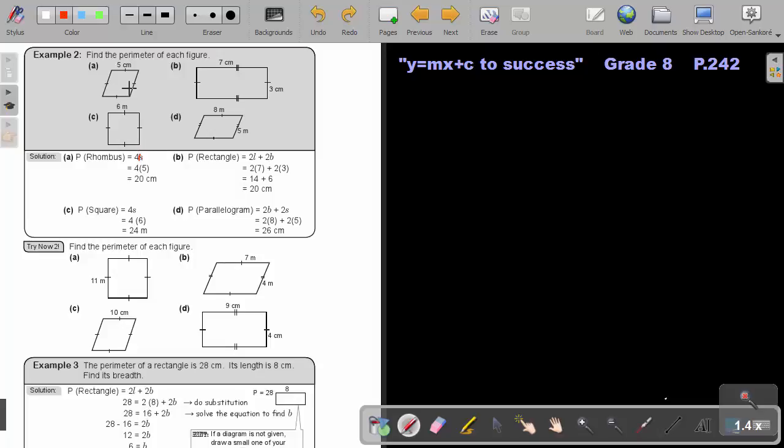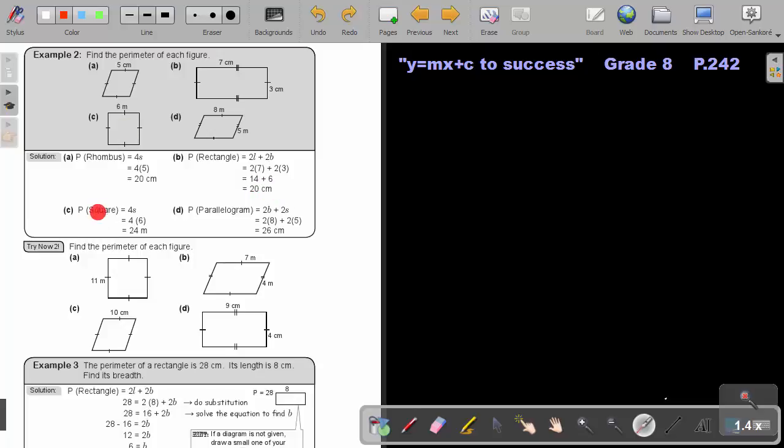And in the place of the side, we just put 5. So it's the perimeter of the rhombus. Let's just clean it. And then it's 4 times 5, and then bring in your unit at the end, 20 centimeters. If you look at number B, this is a rectangle, so do it nicely. So write perimeter of a rectangle is 2 length plus 2 breadth. It's not that you're going to get marks for that, but it's just going to help to keep order in your sum. So 2 times 7 plus 2 times 3. And then I'm just going to work it out, and that will be 20 centimeters.